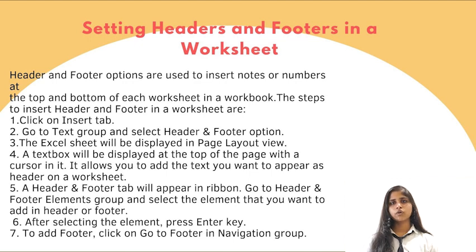First of all, we have to click on the Insert tab. Then we have to go to the Text group and select the Header and Footer option. Then the Excel sheet will be displayed in Page Layout view. A text box will be displayed at the top of the page with a cursor in it. It allows you to add the text you want to appear as header on a worksheet. Then a Header and Footer tab will appear in the ribbon. Go to the Header and Footer Elements group and select the element that you want to add in a header or footer. After selecting the element, we have to press the Enter key, and lastly, to add a footer, click on Go to Footer in the Navigation group.